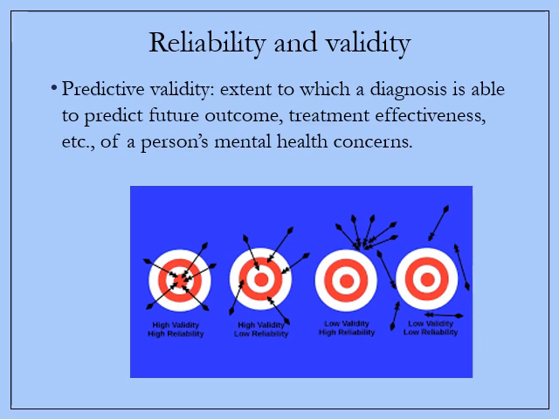And moving on to validity, one type of validity that's particularly important in a clinical scenario is predictive validity, which is the extent to which a diagnosis is able to predict future outcome, treatment effectiveness, etc., of a person's mental health concerns. So, for example, I would hope that giving somebody a diagnosis of social anxiety disorder would help to predict how a person might function in the future, which treatments would be best suited to address their concerns, and if we have to worry about anything else, like if we should keep an eye open for depression, which is often the case in social anxiety disorder.